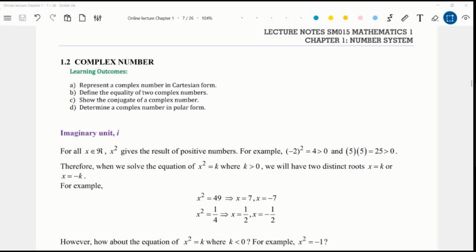Okay, so 1.2 complex number. So we are going to have to represent the complex number in Cartesian form, and we have to find the equality of two complex numbers, find the conjugate, and then determine the complex number in polar form. Okay, so technically it starts with the imaginary unit.